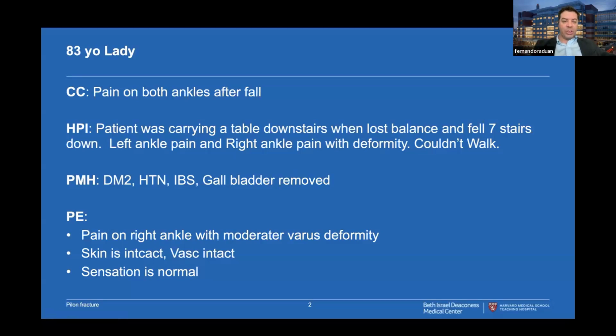She's a diabetic patient, even though her monofilament test was normal. She has hypertension and irritable bowel syndrome. There's something else going on. She is 83, a very nice, very savvy, very smart lady, but she had a bad injury. Pain on the right ankle with moderate varus deformity. Skin was intact, fascia was intact, but she has a lot of blisters. The soft tissue envelope was really damaged.